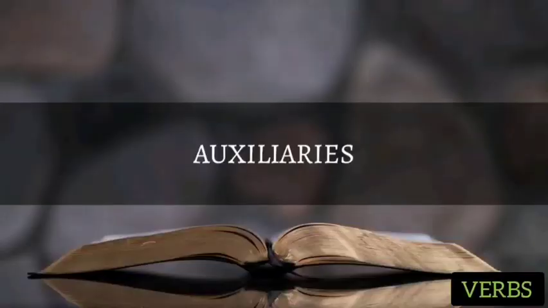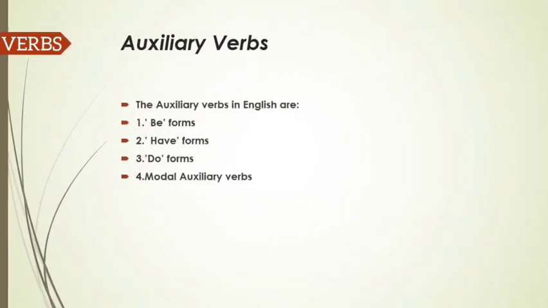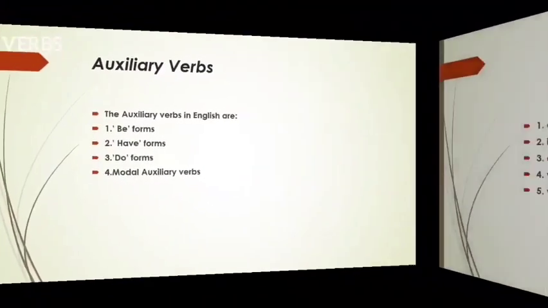Now we have auxiliaries. What are auxiliaries? An auxiliary verb or helping verb is used to help the principal verb complete the meaning of a sentence, to show the tense or the action it is. I have done my work, they are playing well. Are and have. The auxiliary verbs in English are the be form, the have form, the do form, and modal auxiliaries. So in these videos we have both the auxiliary and the modal auxiliary.